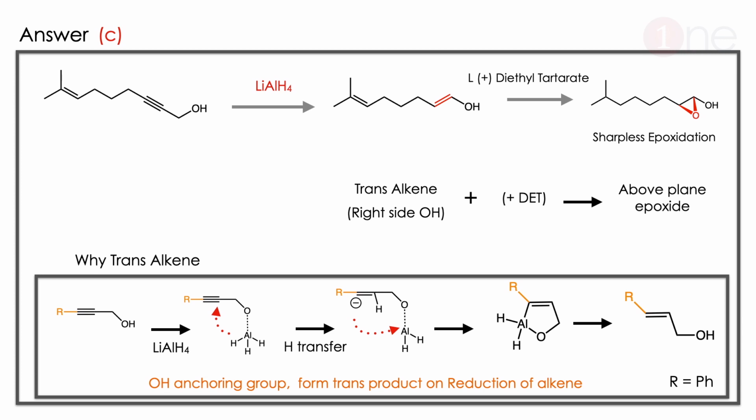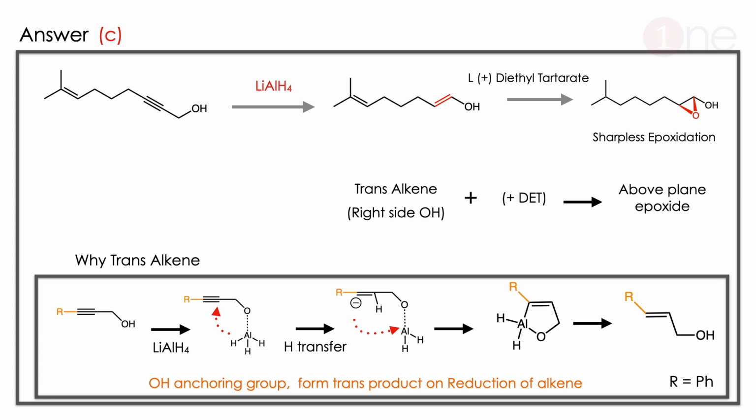The answer is C. Let us see how. Here the starting material is an alkyne. We are using lithium aluminum hydride. Lithium aluminum hydride reduces it to the trans form. We will see why it is trans later. Then you are using diethyl tartrate, which is in the plus form. Since it is trans and plus DET, the product will be above the plane. So it is the above-the-plane product in the Sharpless reaction, and the selectivity is trans.